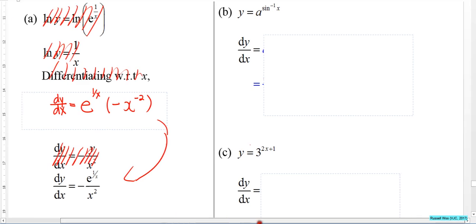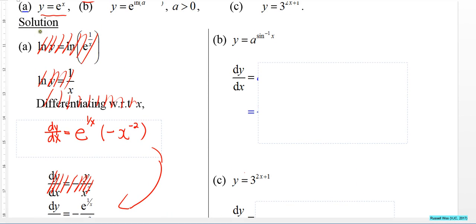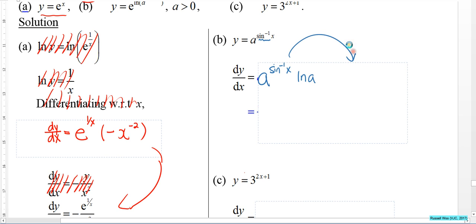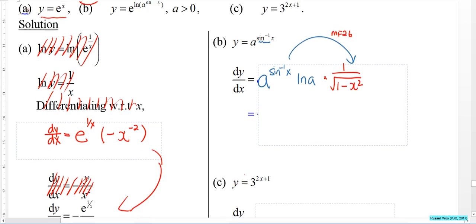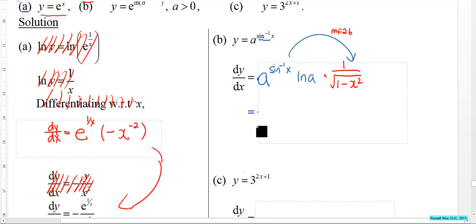Okay, let's write b. Be very clear here. This is your f(x). So differentiating a to the power of x, I get a to the power of sine inverse x times ln a. Let's not forget, you need to differentiate this once, which is from the MF26 formula list. You will get 1 over the square root of 1 minus x squared. Then in the end, we simplify.